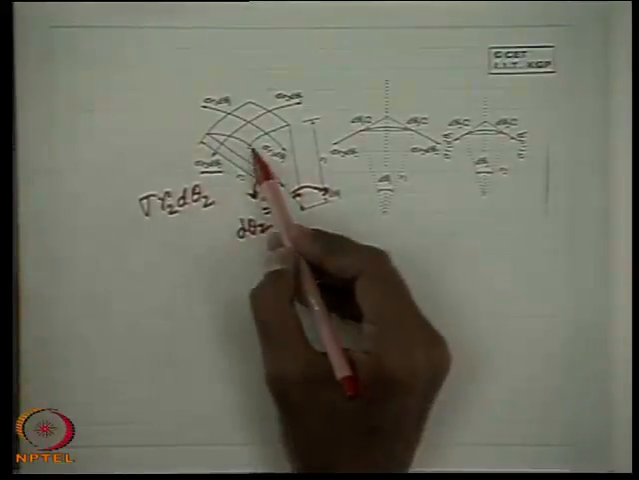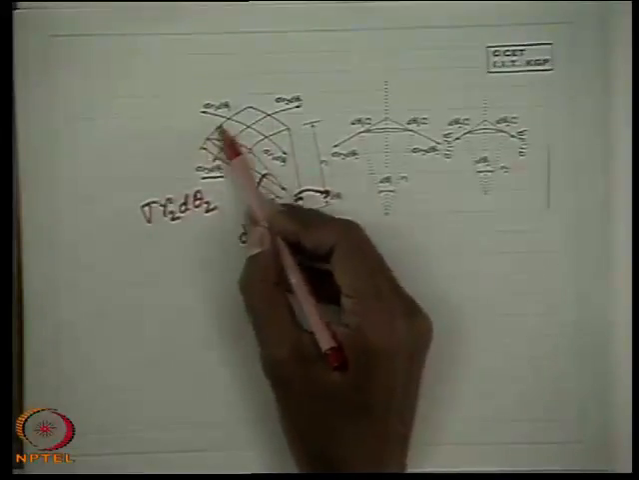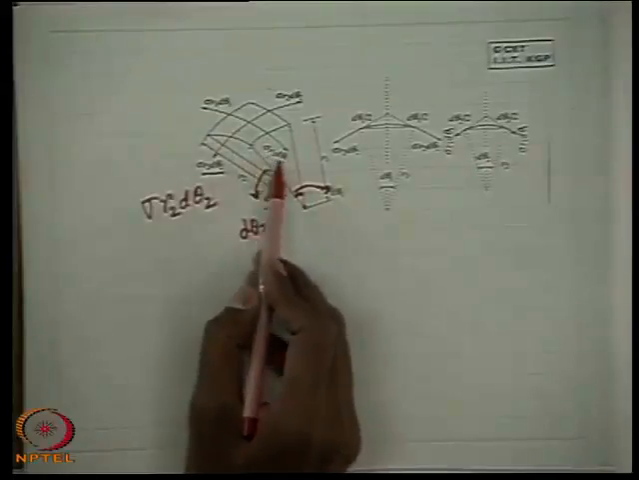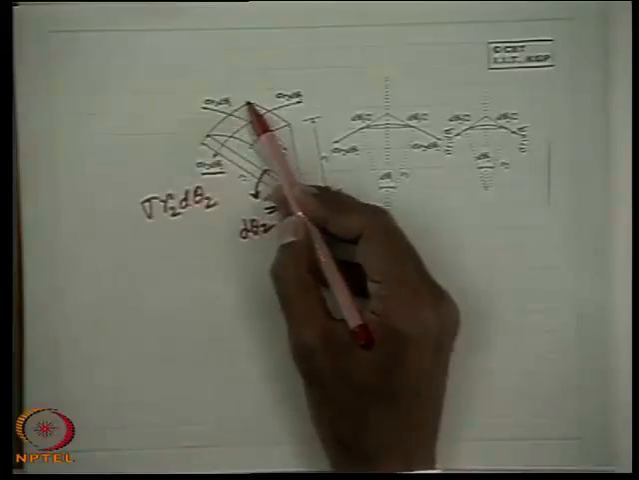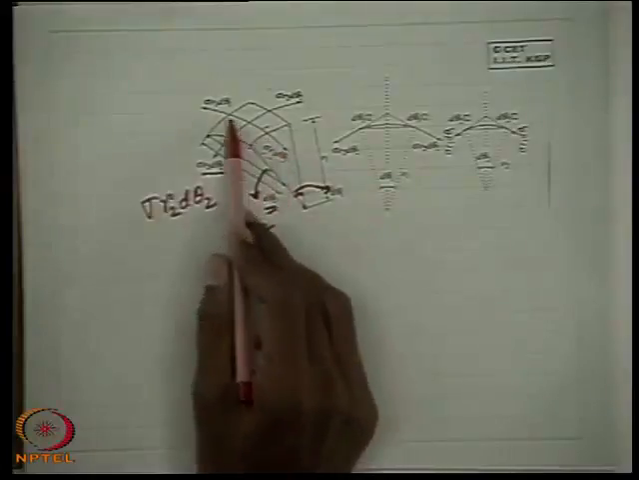Similarly, the surface tension force which acts over these elements is sigma R1 d theta 1, because the length of this curved line is R1 d theta 1. So according to the definition of surface tension, the total force is sigma R1 d theta 1 in this direction.